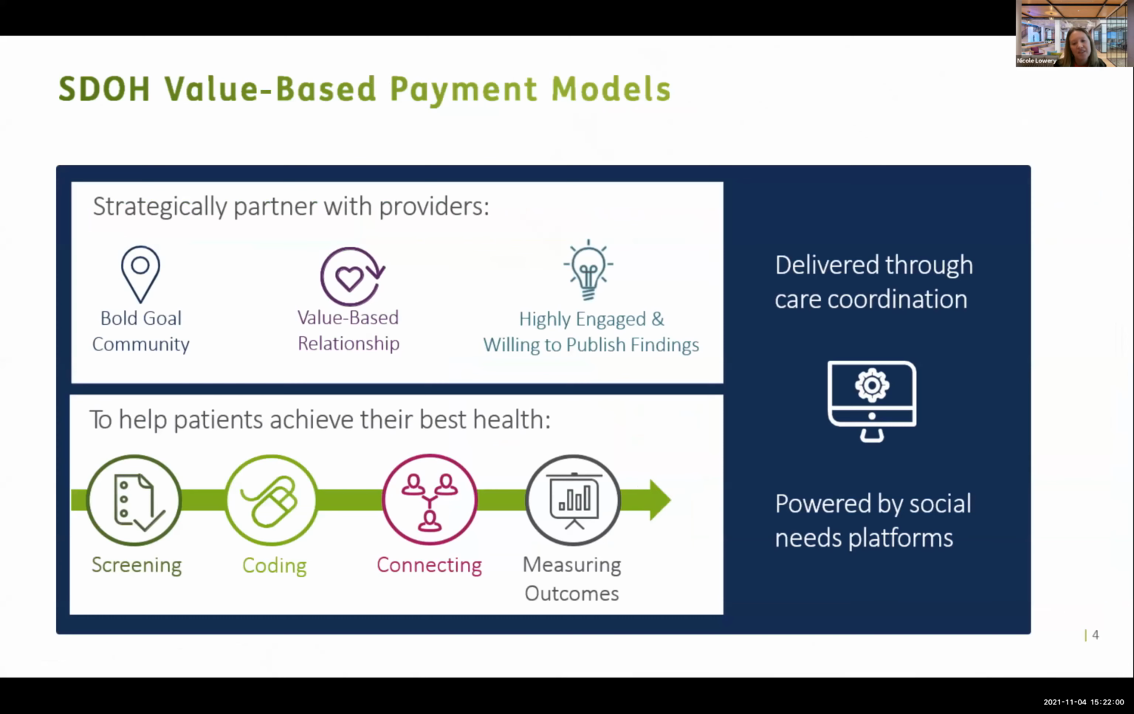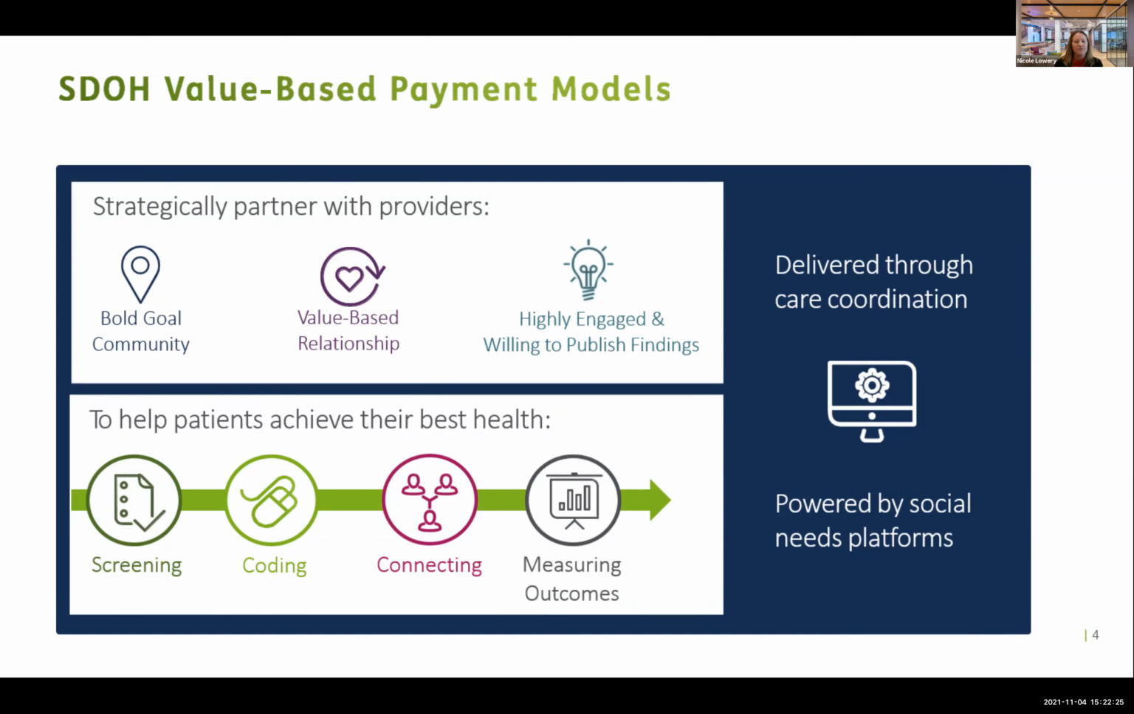So one of the things I'm really excited to talk about, and this is really with a couple of my coworkers, this is our baby. We do have an SDOH value-based payment model today. We started this payment model in April of 2020. Timing was not ideal, right? But we did start this payment model with 7 physician groups across the country.